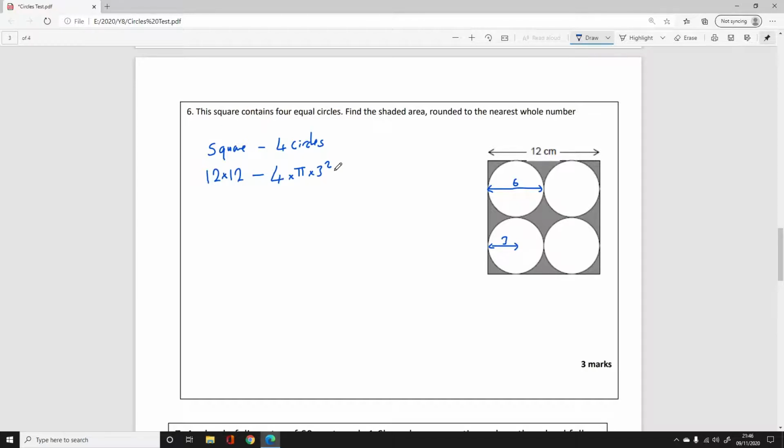This time it wants it rounded to the nearest whole number, so if we type all that in, we're going to get 30.9 centimeters squared. Rounding to the nearest whole number would give you 31 centimeters squared as your final answer. And that's our shaded area.